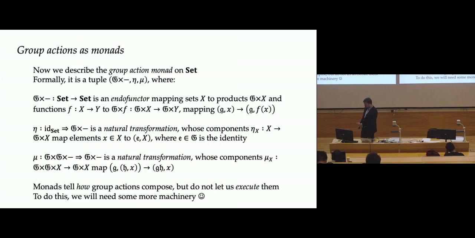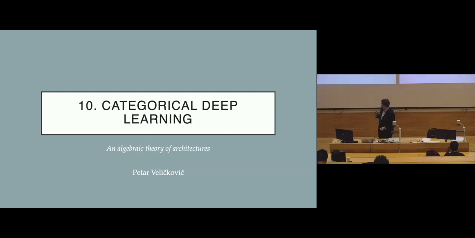So one thing which is important to note here is that monads will tell you how individual group actions compose, but they do not let you execute those group actions. So at the end, we're still left with this (gh, X), but we haven't told you how X will change as a result of doing that application. To do this, we will need some more machinery, which we will cover in the second lecture.